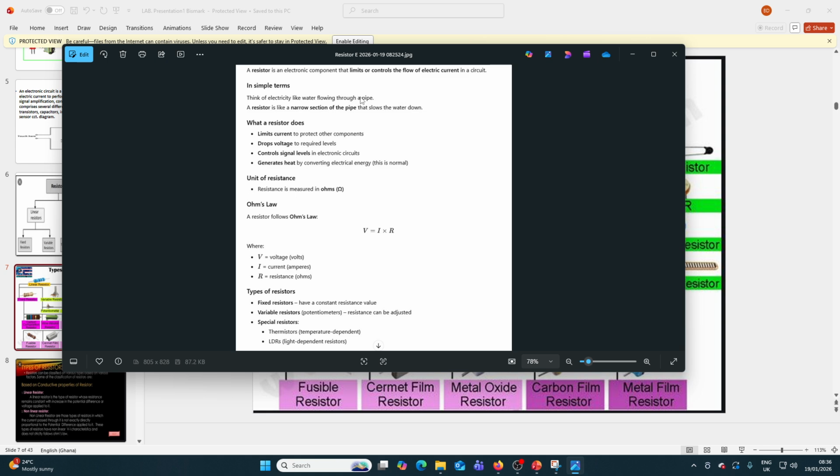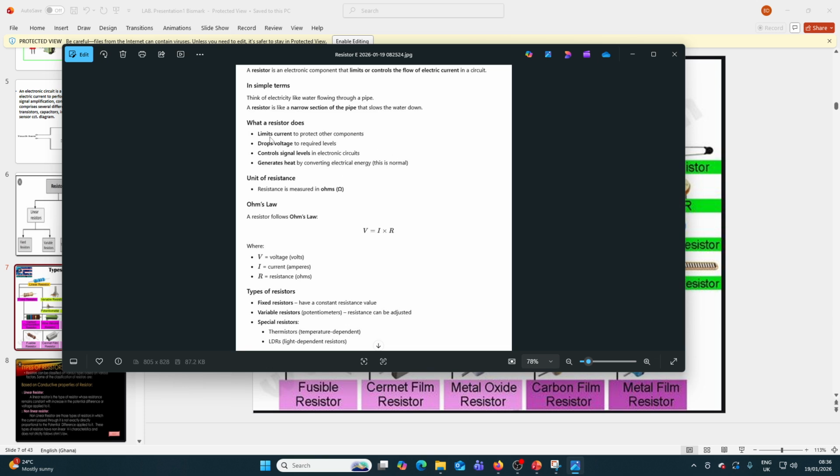In a circuit too, we want to control the amount of current flowing through the circuit. So we have a resistor that helps us to do that. At one point in time we have a certain amount of current that can flow. Maybe we want 0.5 to flow. At another point in time we want 0.1 to flow.